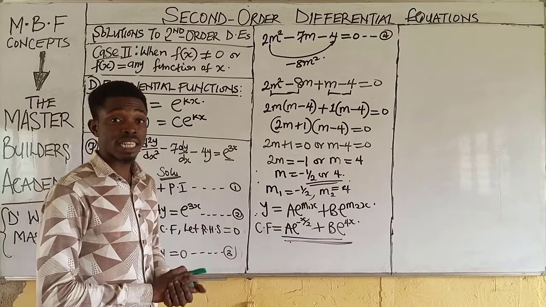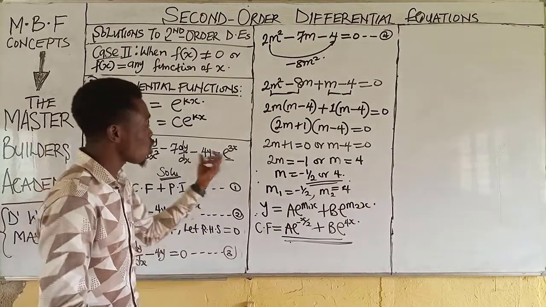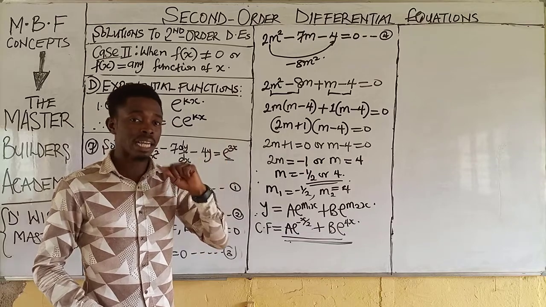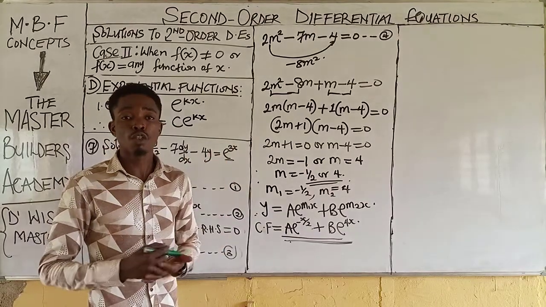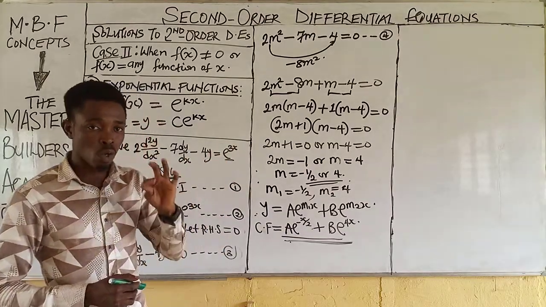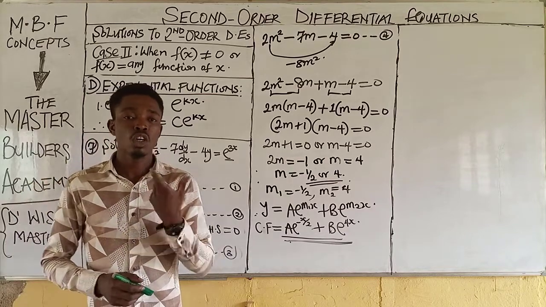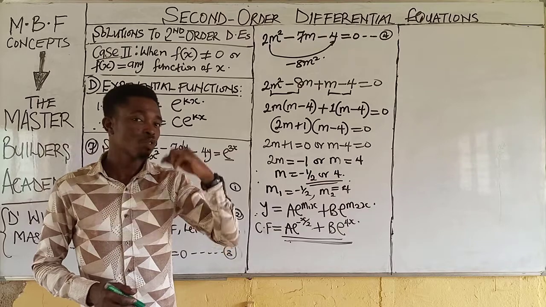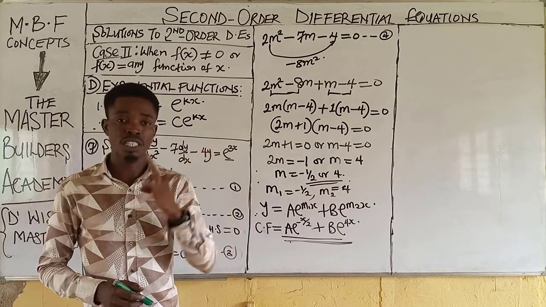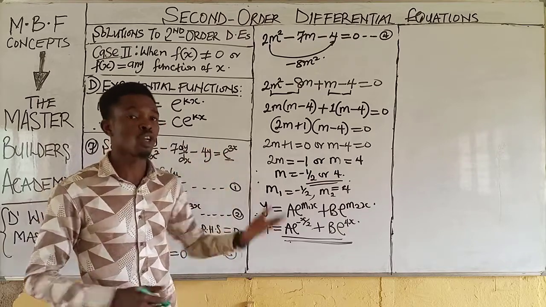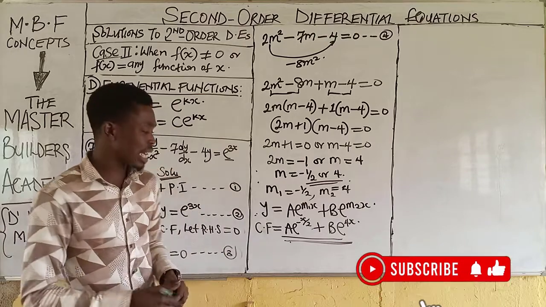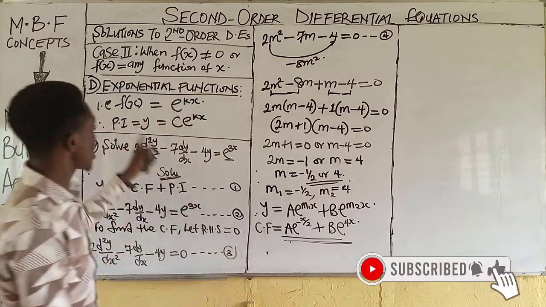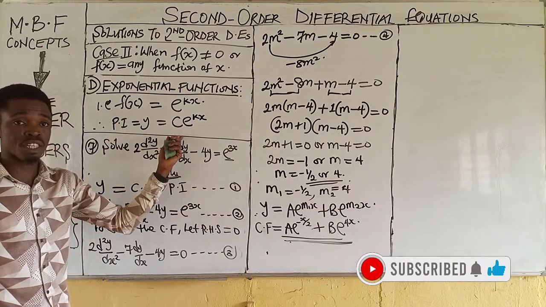The next is to obtain the particular integral, and this is where the knowledge of the function you are given at the right hand side of the equation matters, because for you to be able to get the correct answer for your particular integral, you must be able to identify the function of x that you have at the right hand side of the given equation. Now we have an exponential function. So how do we obtain particular integrals anytime we have an exponential function? That's when you come to this knowledge of this equation.